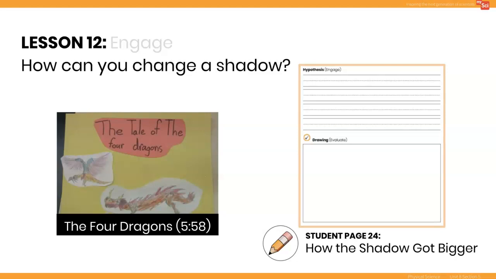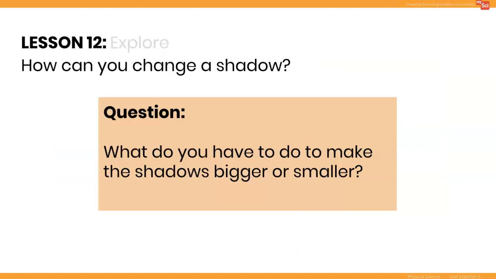You'll then show students an example of a shadow puppet play and have them pay attention to the shadows in the video. Have them think about how the shadows got bigger or smaller in the video. After students have finished watching the shadows change sizes in the video, give them time to change their hypothesis if they need to.